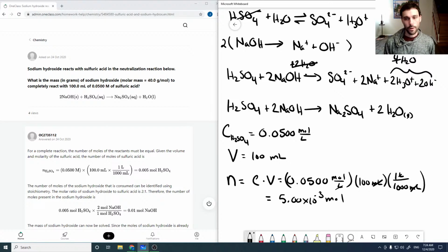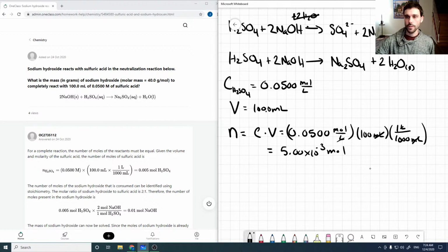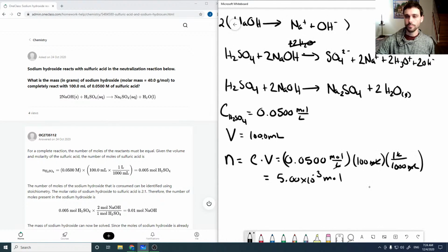Yeah, because it's 100.0. And so that guy's 3 sig figs, and that's 4. Now, it wants the mass in grams of sodium hydroxide, so we can relate our number of moles from our balanced equation. So as we can see, per mole of H2SO4, we need 2 moles of NaOH.